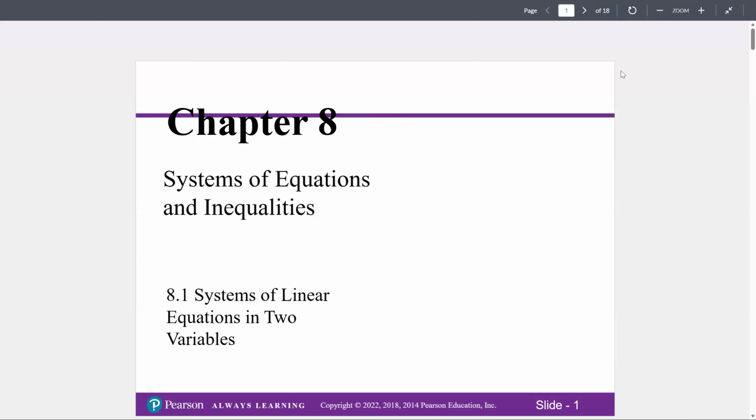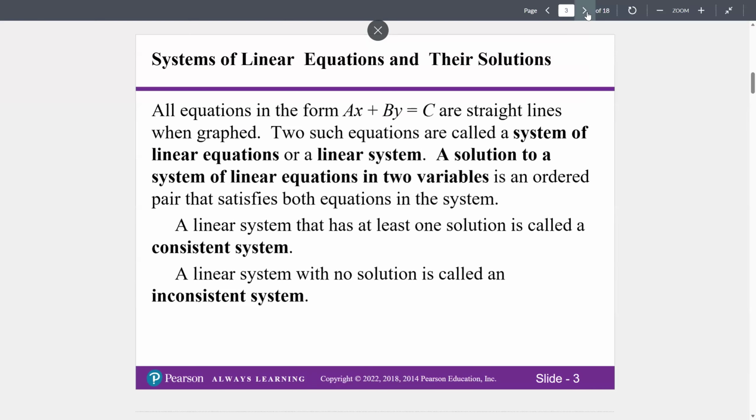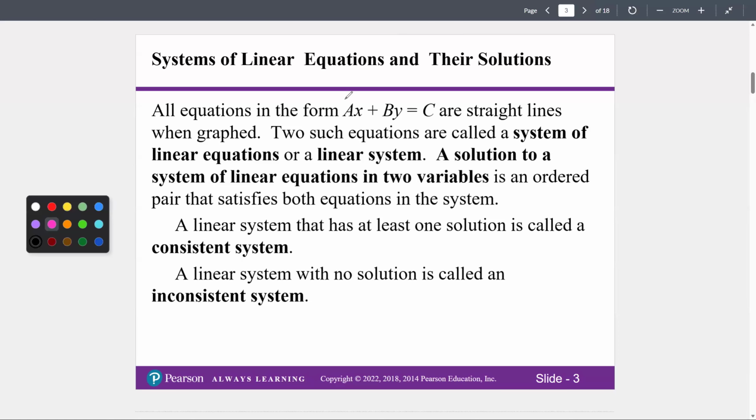So starting on the chapter, we're going to deal with systems of equations. We're going to solve linear equations, and we're going to solve two-variable systems. All equations in the form ax plus by equals c are straight lines, because this is the standard form of a linear equation. So these are all going to make straight lines when graphed.